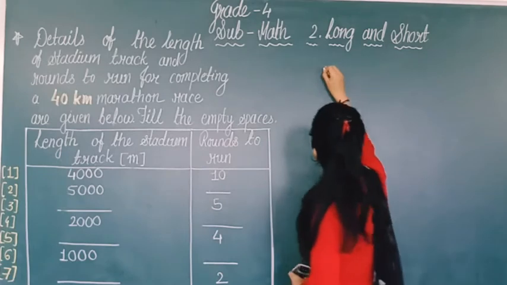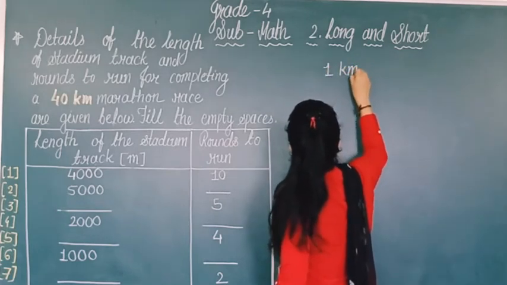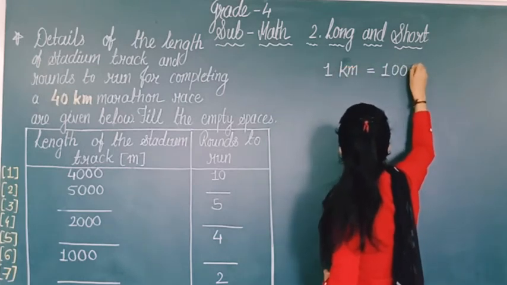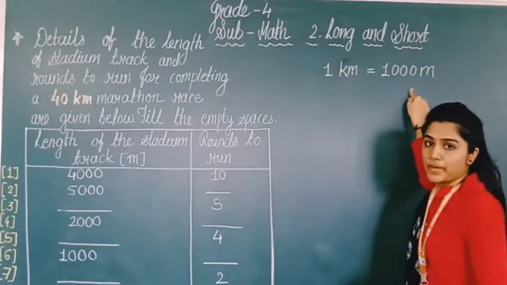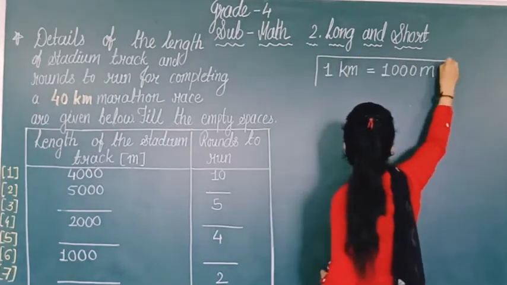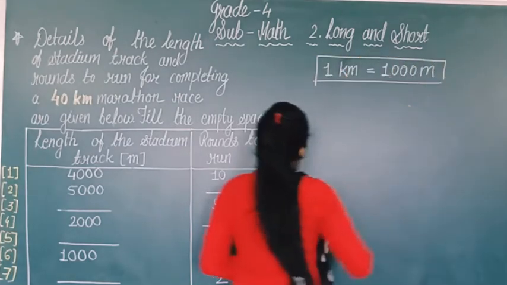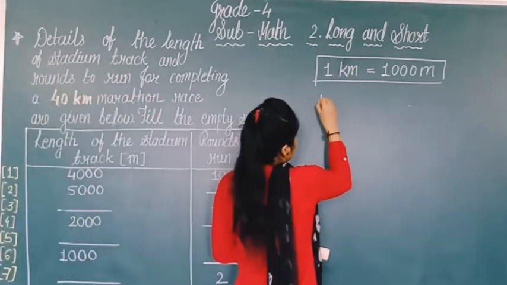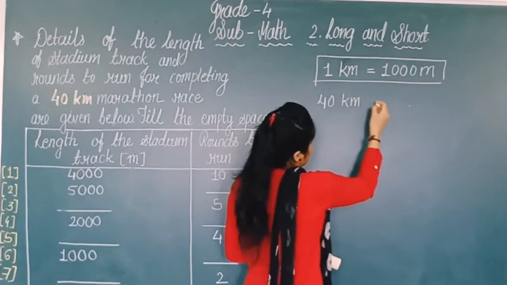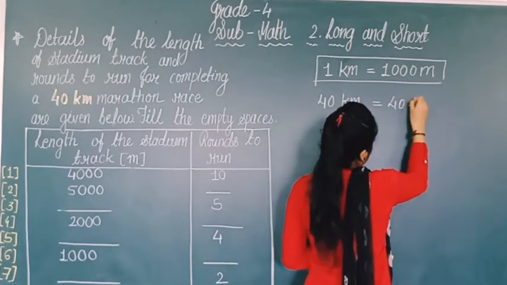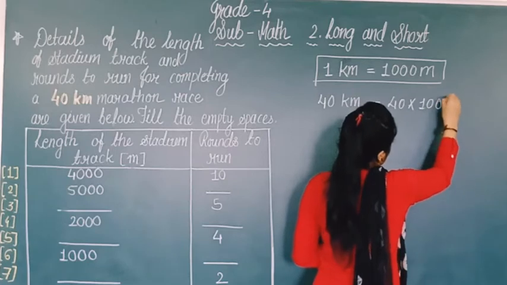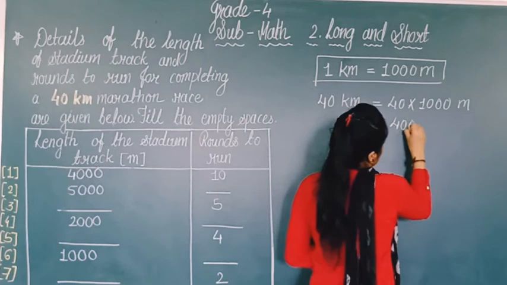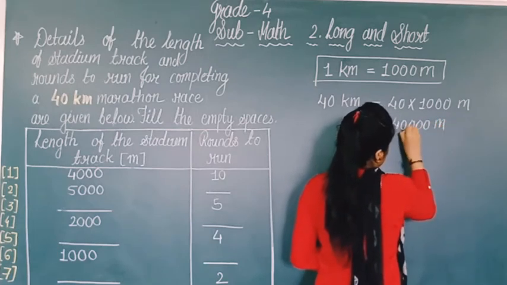So we are applying 1 kilometer is equal to 1000 meter. We are applying this formula here, right? That means we are converting this 40 kilometer into meter. So 40 kilometer is equal to 40 multiplied by 1000 meter. So we got our final answer, 40,000 meter.